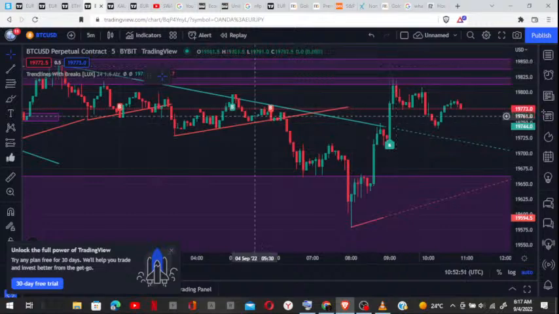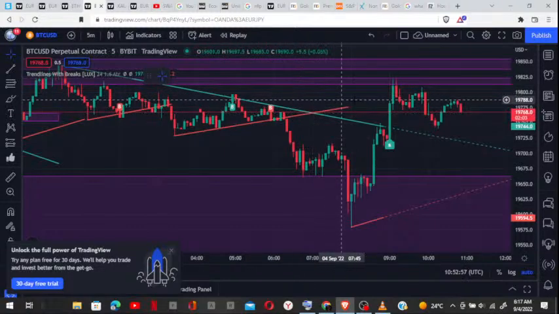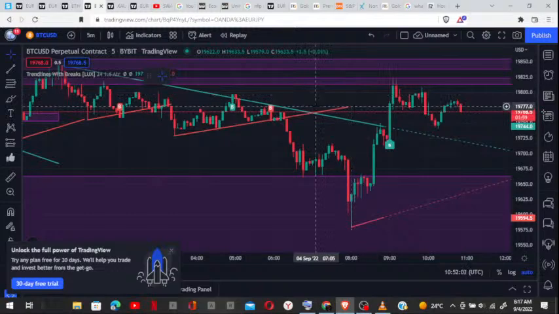So you can see, I've drawn a lot of lines, but the lines that you see, the green ones and the red ones, those are the trending lines with breaks. These ones help you know when to enter the sell position and the buy position in the market.